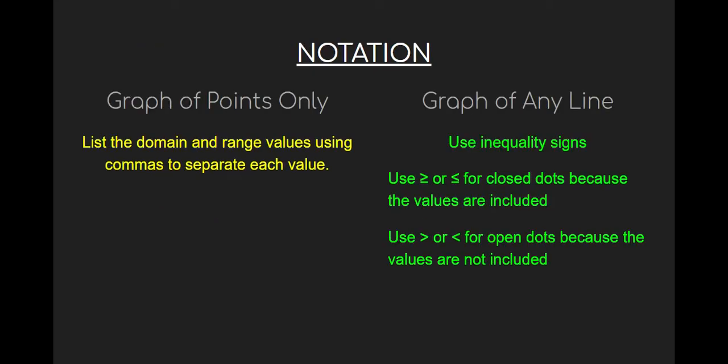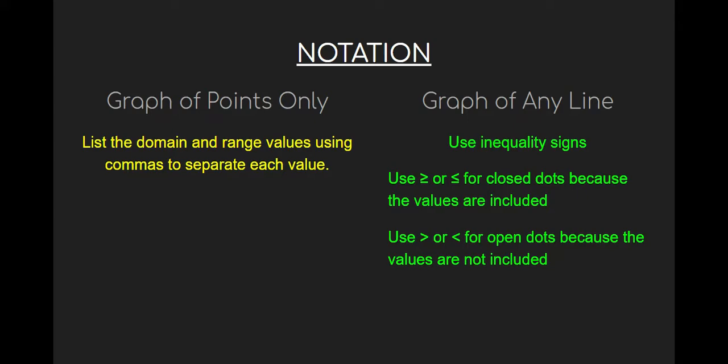It's important that you use the correct notation depending on your graph. If you have a graph that's just a collection of points, you need to make sure that you are listing the domain and range values using a comma to separate each value. If you're looking at a graph of any sort of line, whether it's a straight line or a curved line, you need to use inequality signs.